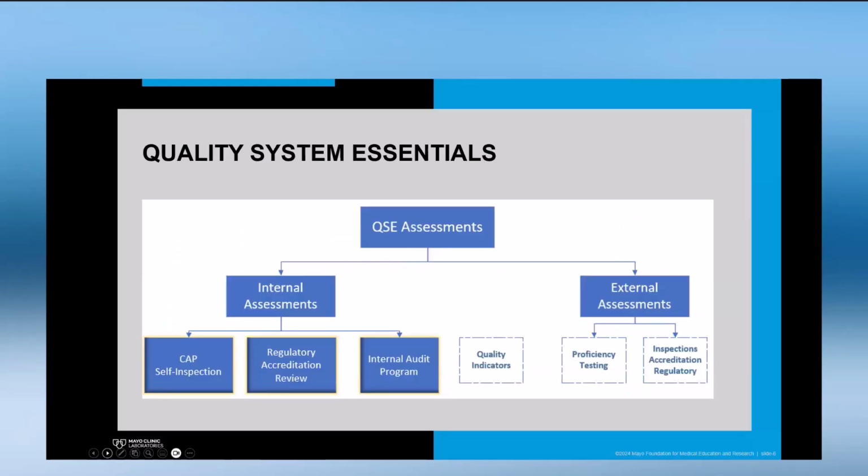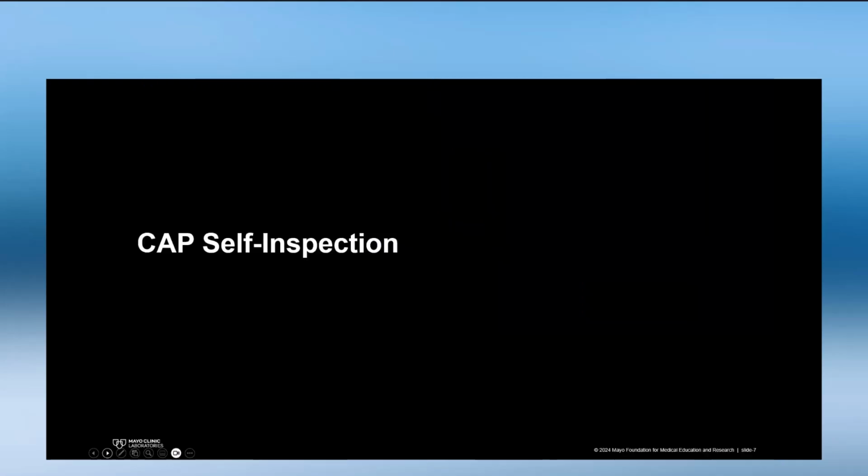So we operate under the quality system essentials. The audit coordinators fall under the QSE assessment for our activities, which includes internal and external assessments. Today, we're going to focus on internal assessments, and specifically the CAP self-inspection, regulatory accreditation review, and the internal audit program. So we're going to kick it off with the CAP self-inspection.